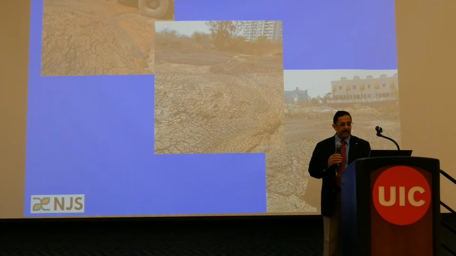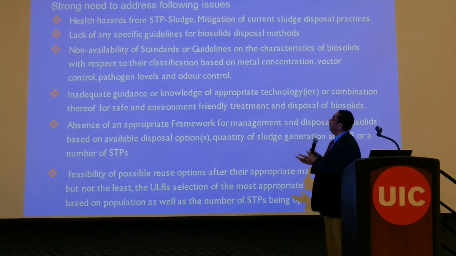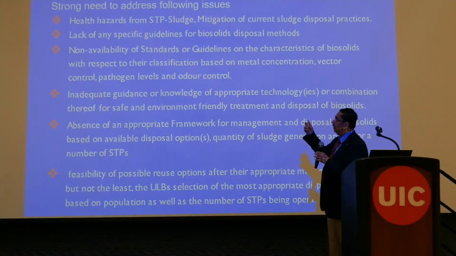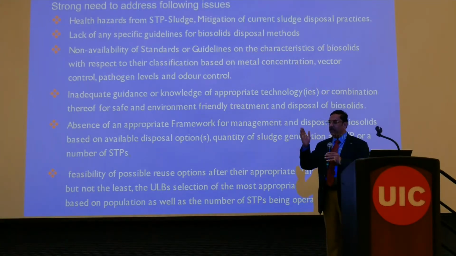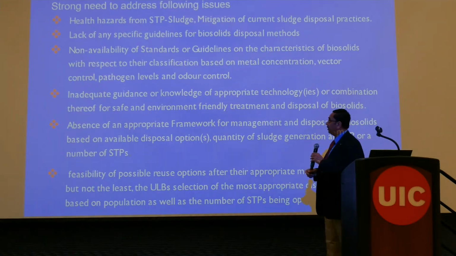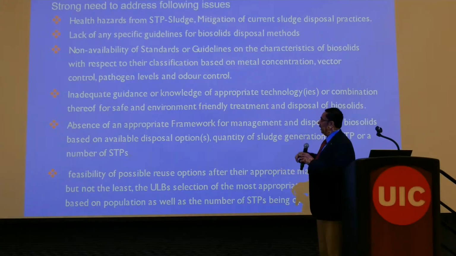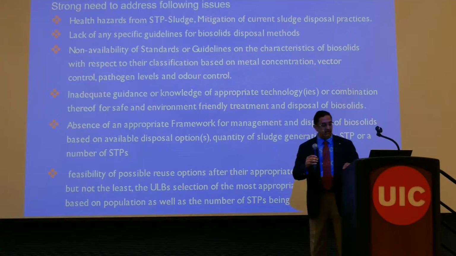So to get that into the process, what we looked at is how it's a health hazard, the lack of any specific guidelines and regulation, and no availability of standard guidelines. We wanted to stick with US EPA Part 503, because it has class A and class B depending upon how much sludge is disposed of in the process. Then develop an appropriate framework for using it, and then do a feasibility study for recycling and reuse.